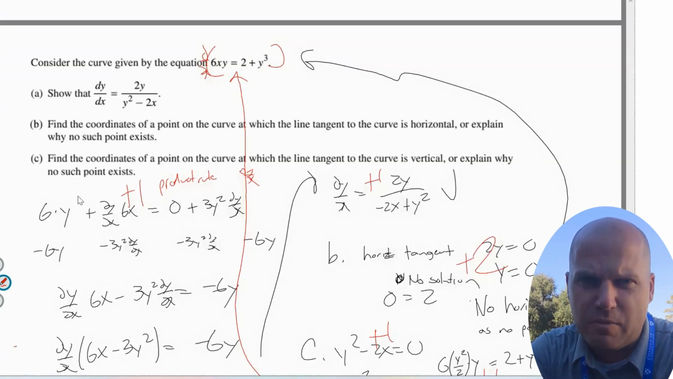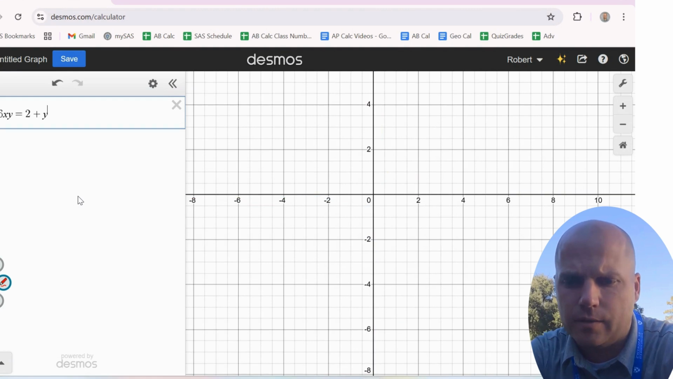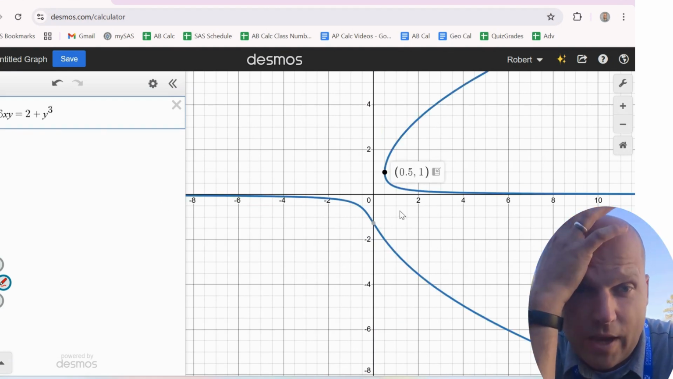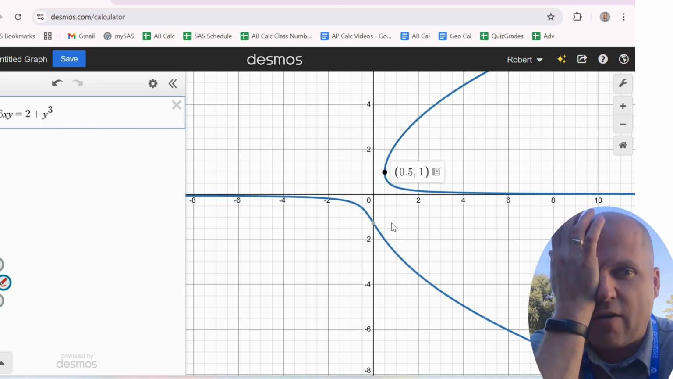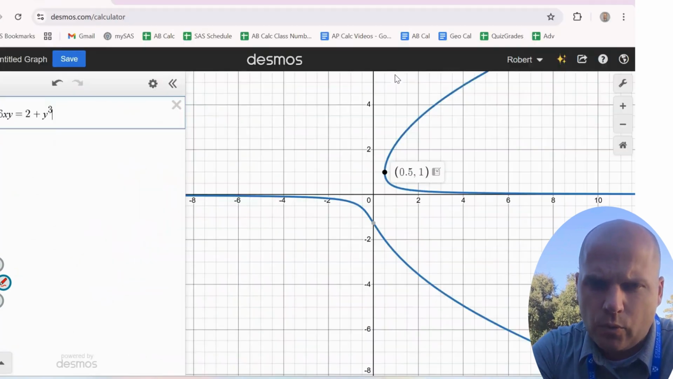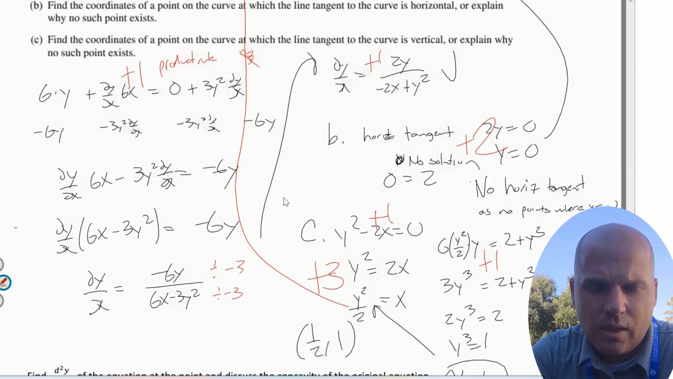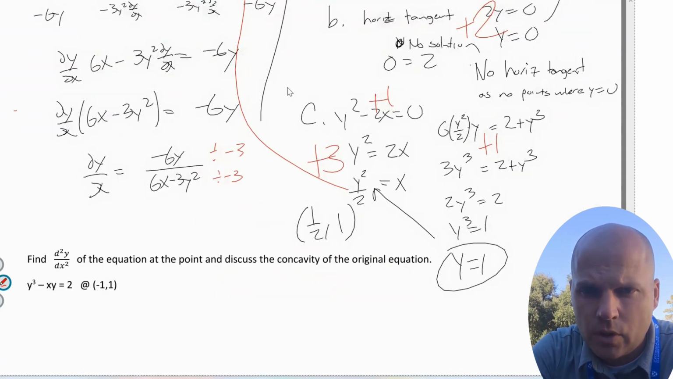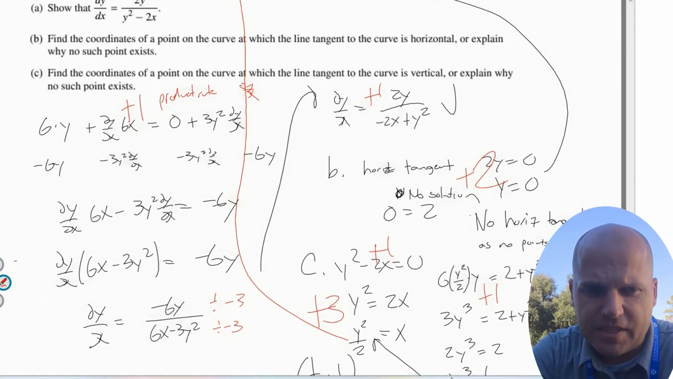You won't have the ability to do this on the AP test. This is a no calculator problem. We have a vertical tangent at 1/2, 1. Ba-bam. We do not have a horizontal tangent at any points. We are getting close to y equals 0. We never get there. Cool. All right, that's it.